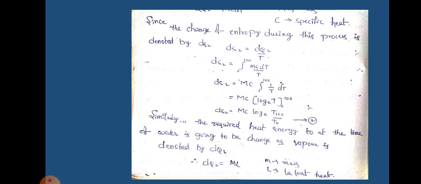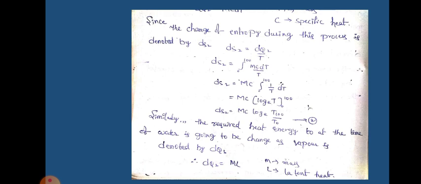Since the change of entropy during this process is denoted by dS2, dS2 is equal to dQ2 by T. Therefore dS2 is equal to the integral from 0 to 100 of mc dT by T. Therefore dS2 is equal to mc times the integral from 0 to 100 of 1 by T dT. Therefore mc log e T from 0 to 100. So dS2 is equal to mc log e (T100 by T0). This is equation number 2.